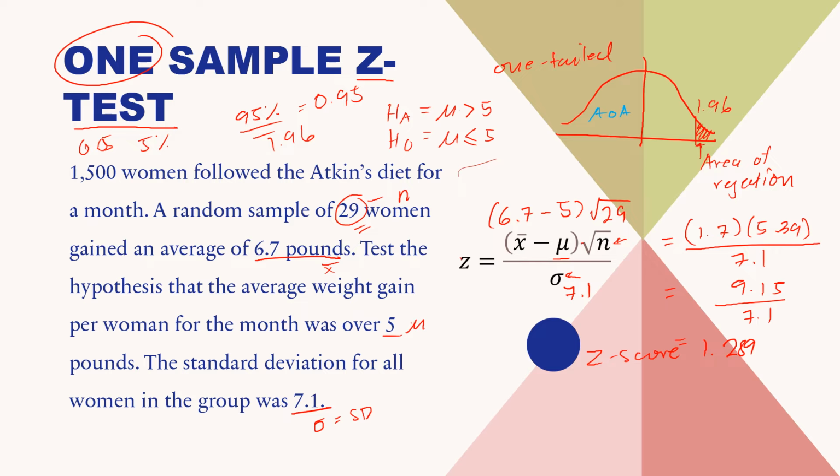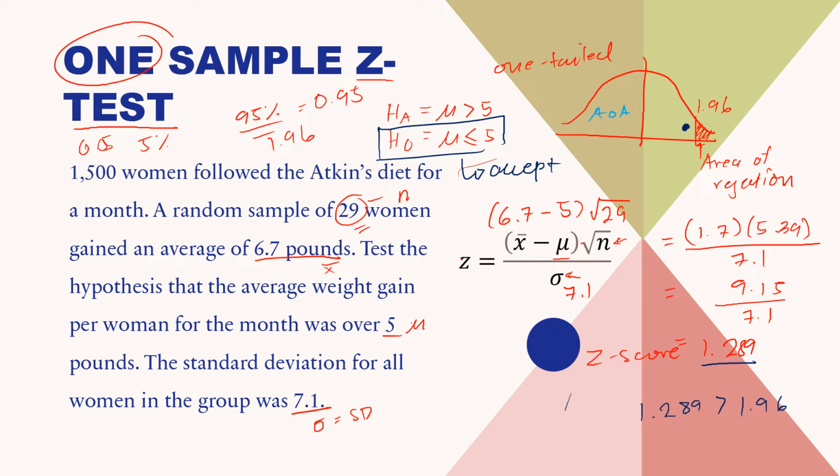And as you can see, our z-score, 1.289, is less than our critical value of 1.96. So therefore, our z-score falls within the area of acceptance. So therefore, our decision is to accept the null hypothesis. Now that would be our one sample Z test.